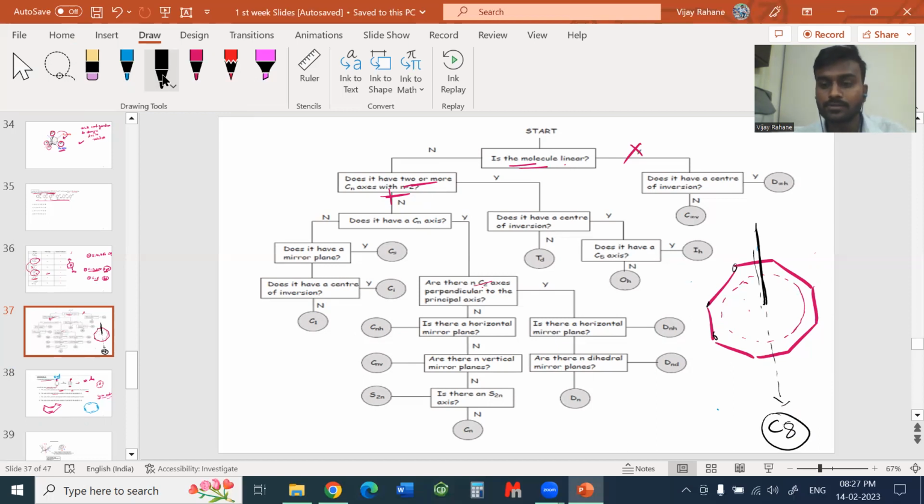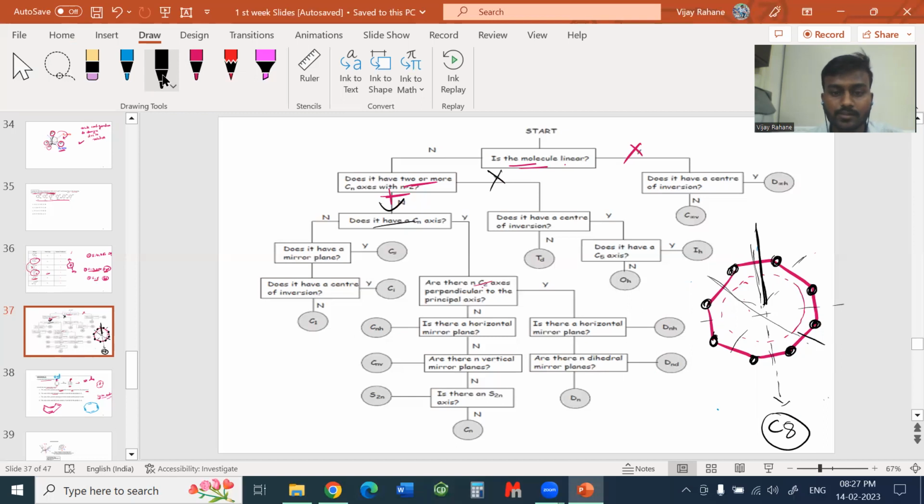But more than 2, no, it's having C8 and another C2s are there, right? We can imagine there are a number of C2s present, which pass through between the adjacent carbon atoms, like this structure. So a number of C2s are present between each and every adjacent atom. There are a lot of C2s present, but n is not greater than 2. So it will not go in this direction, we will go in this direction.